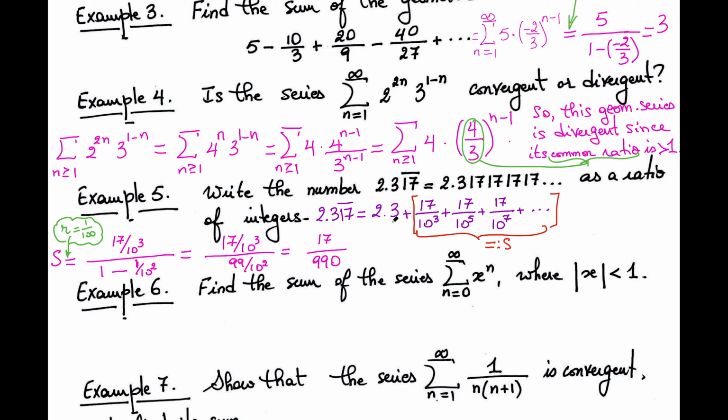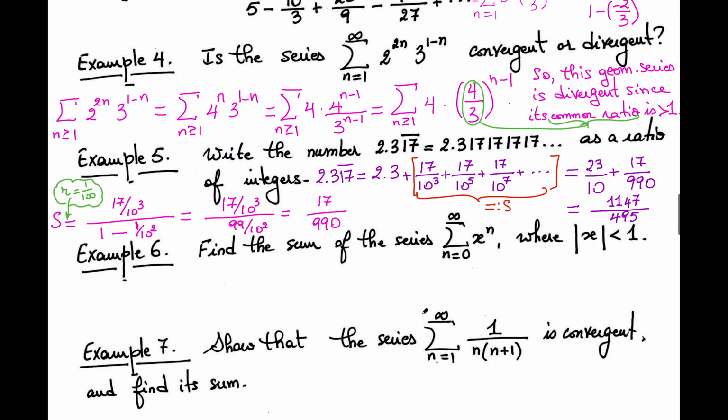And then you add it to 2.3. This is the S guy. You add it to 2.3 and you give yourself that sum. So this becomes equal to 2.3 plus 17 over 990. 2.3 is 23 divided by 10, right? We can think about 2.3 as 23 over 10. All right, and if you add them up, you should find 1147 divided by 495. Okay. So if you take a calculator and you divide these guys, you're going to get exactly this.